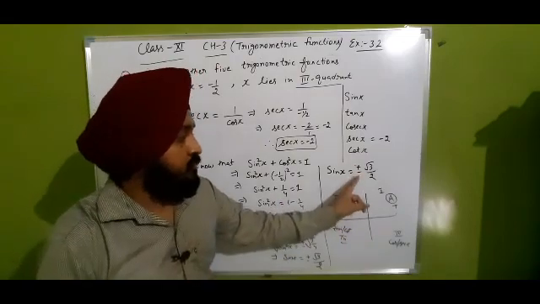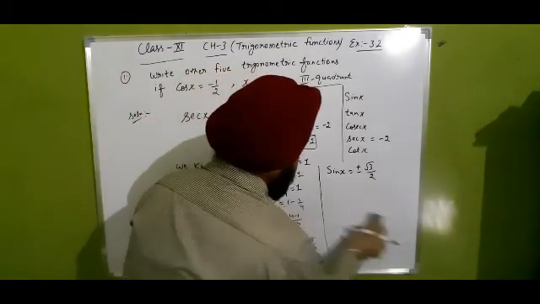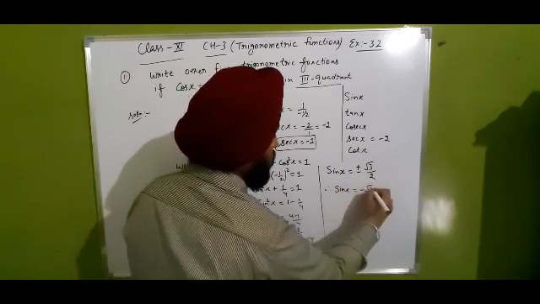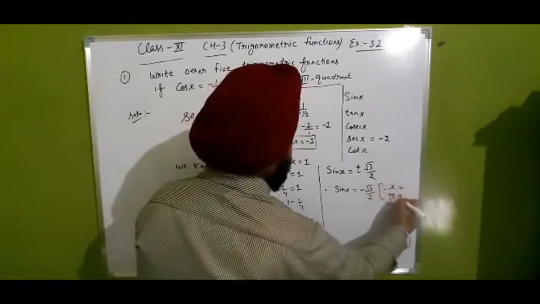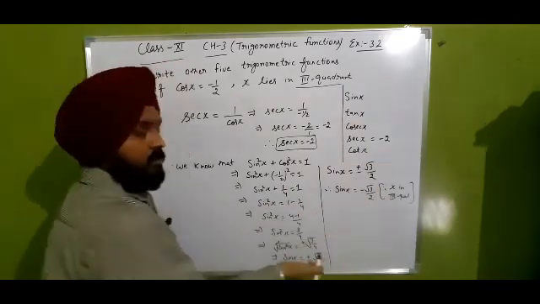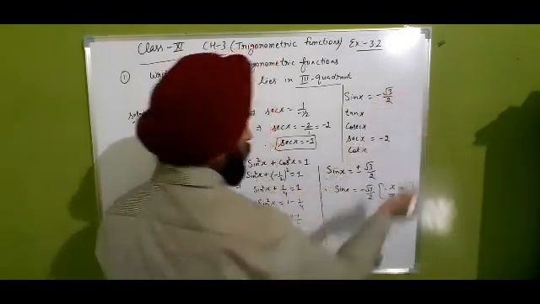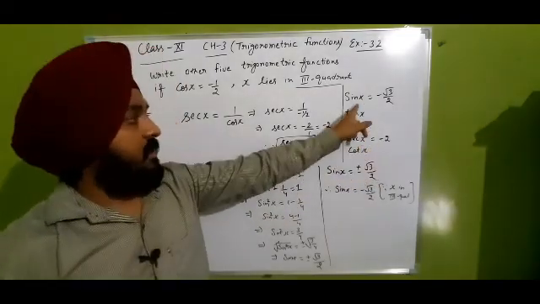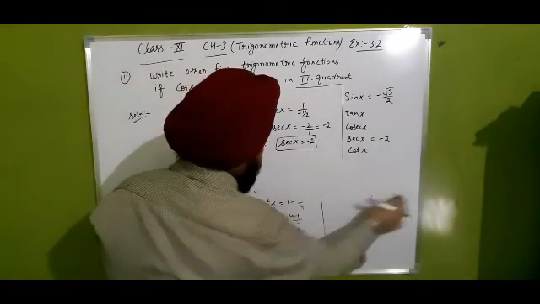So which value do we have to choose, positive or negative? We have to choose the negative value. Therefore sin x is equal to minus square root 3 over 2, because x is in the third quadrant. It's given there that x lies in third quadrant, that's why we choose the negative value. So sin x value is minus square root 3 upon 2. Is it clear? Two values we have calculated so far: secant x is minus 2 and sin x is minus square root 3 upon 2. Clear?